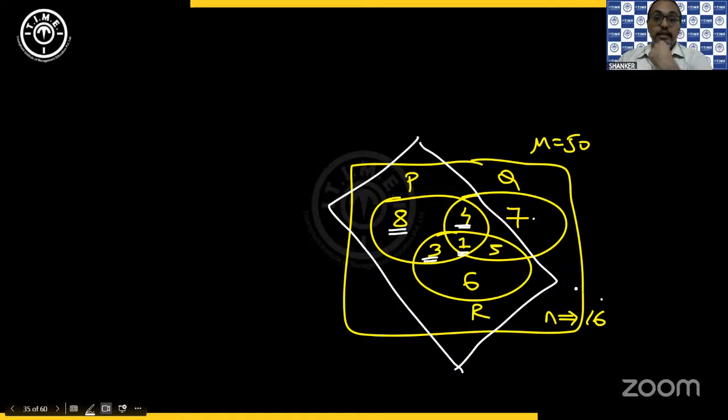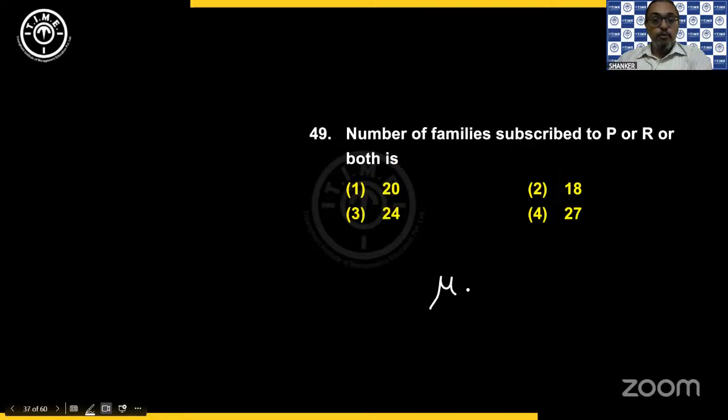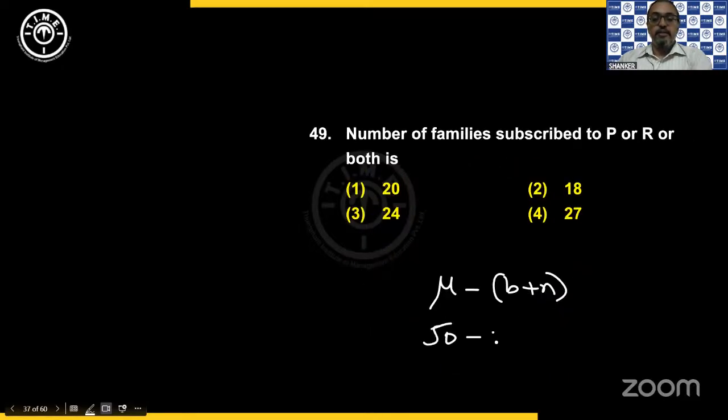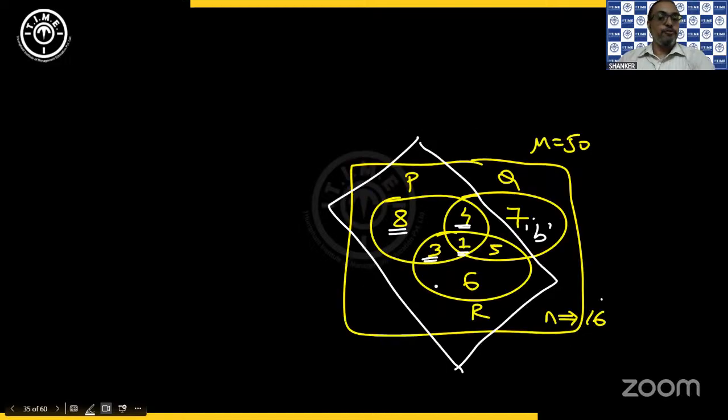So instead of adding all these, I add 7 and 16, subtract from mu. So this can also be given as mu minus of b plus n. Are you understanding? This is b value, right? Mu minus of b plus n. So b plus n is how much? 23. So this is 50 minus 23. That is going to give you 27, and that's available in the fourth option. And by adding all these numbers also, if you check 8 plus 4 plus 3 plus 1, we already know 16. 16 plus 6, 22. 22 plus 5 gives you 27 again.